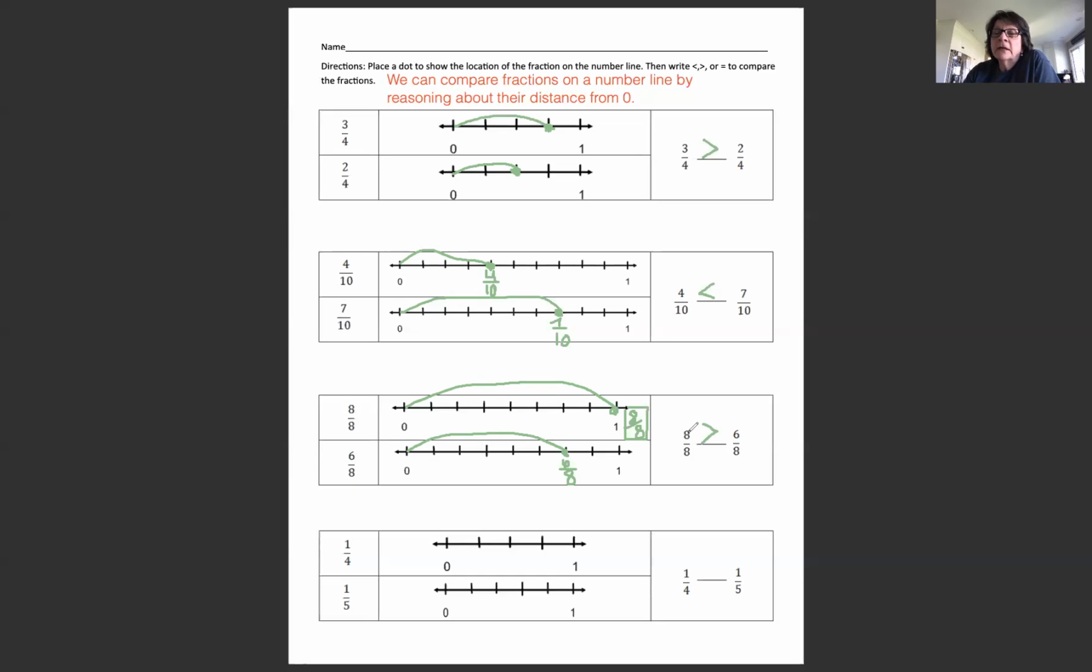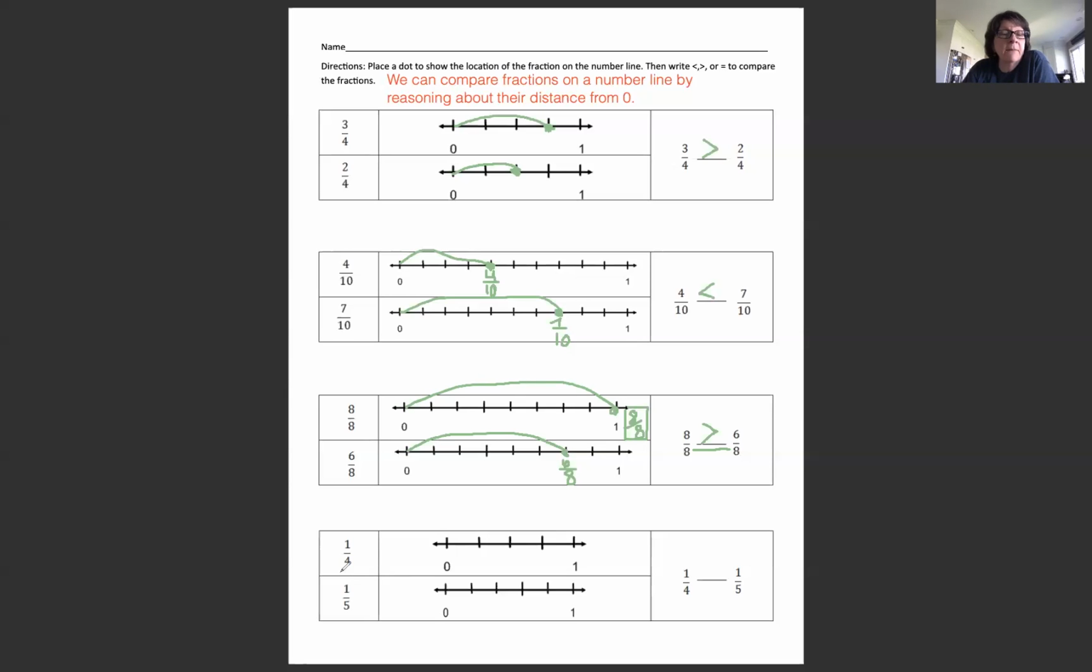We can also look at those numerators. Our denominators are exactly the same. They're both eighths. We're comparing eighths. So 8 eighths would be greater than 6 eighths because 8 is greater than 6 in this case. All right, let's go to the last one. This is different. Can you tell what's different about this set of fractions?